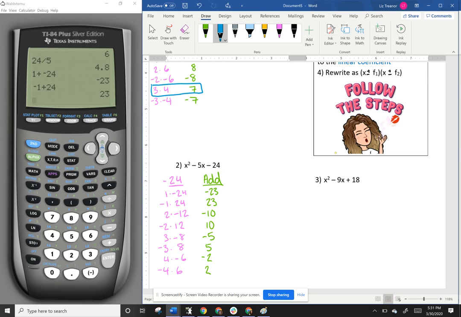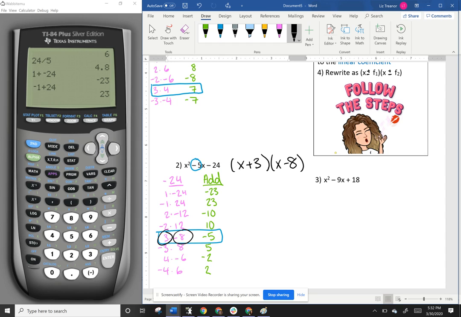Okay, and now which one adds to our linear coefficient of negative 5? That's positive 3 and negative 8. So to factor this is going to look like x plus 3, because 3 was positive, x minus 5, because oh, sorry, not 5, 8. I was looking at the wrong number. So we have positive 3 and we have negative 8. So we get positive 3 and we get negative 8.